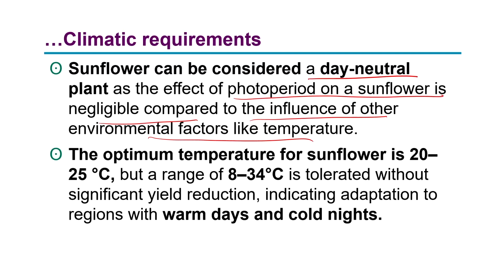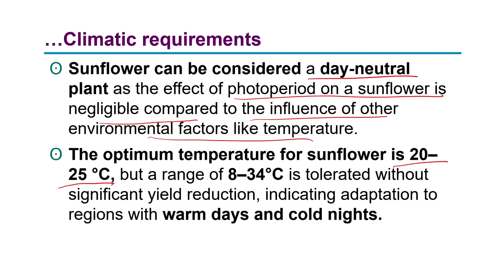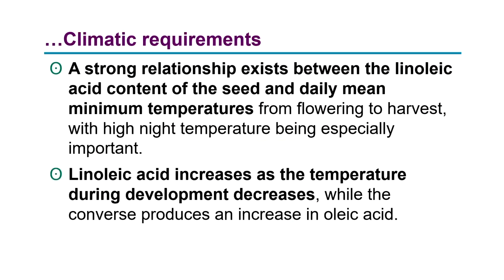The optimum temperature for sunflower is 20 to 25 degrees centigrade. Pleasant temperatures are required by sunflower, but a range from 8 to 34 degrees centigrade is tolerated without significant yield reduction, indicating adaptation to regions with warm days and cold nights. That is why we have its wider distribution across the regions and across the seasons.